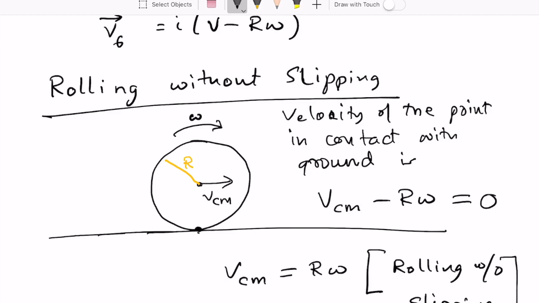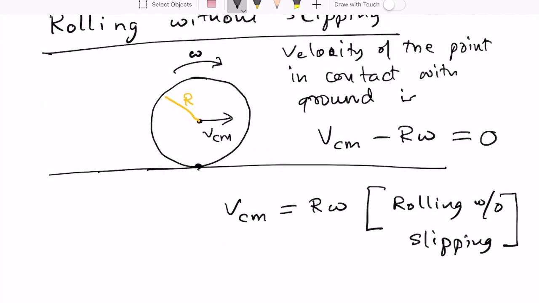Now, I'll just point out one other thing here. This formula that we just derived for rolling without slipping has a superficial similarity to a formula that we had seen in chapter 9, which was the tangential velocity formula, V tangential equals R omega. This formula was used in deriving the VCM equals R omega formula, but they're completely different formulas because V tangential and V center of mass are not the same thing at all.